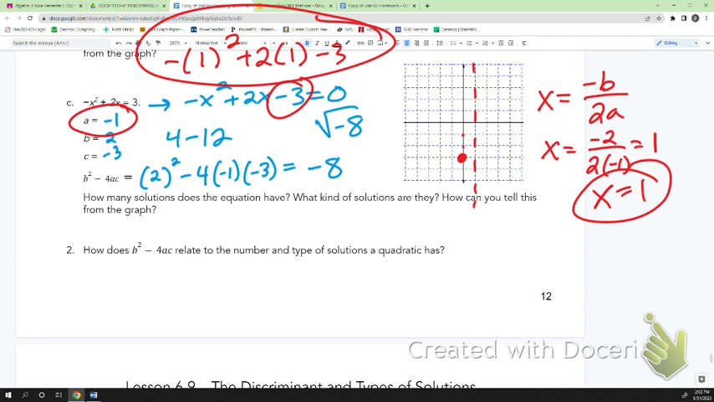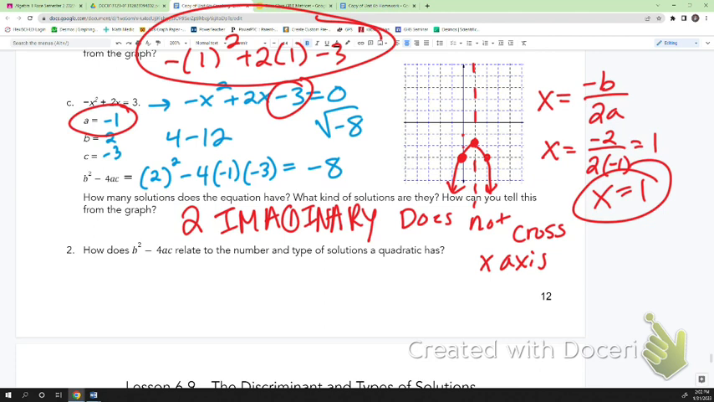When we simplify all that, we should get 2. Our graph's going to look like this. We got 2 imaginary solutions. Why? Because it does not cross the x-axis. So we've seen 3 examples.